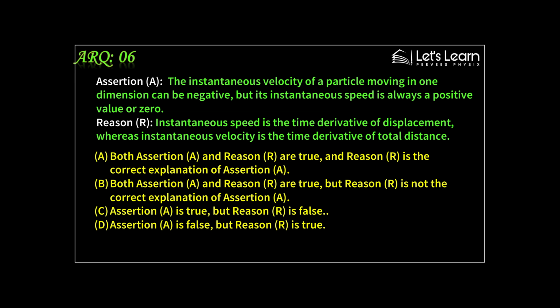Now, the sixth one: the instantaneous velocity of a particle moving in one dimension can be negative, but instantaneous speed is always positive or zero. The assertion is true. If it is moving right, instantaneous velocity can be positive. If it is moving left, instantaneous velocity can be negative. Now, the reason: instantaneous speed is the time derivative of displacement. No, instantaneous velocity is the time derivative of displacement. So the reason is false. So the correct choice is C.